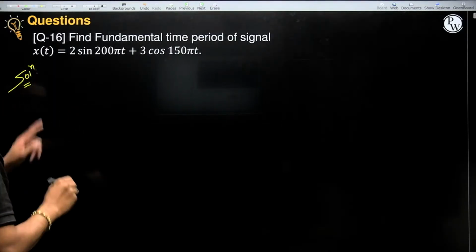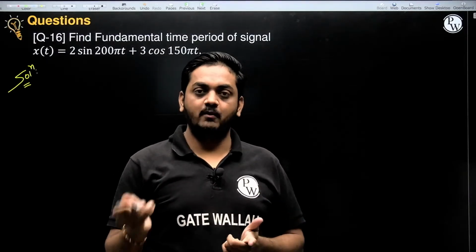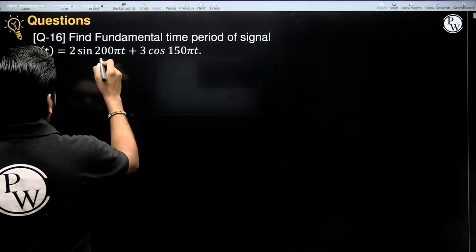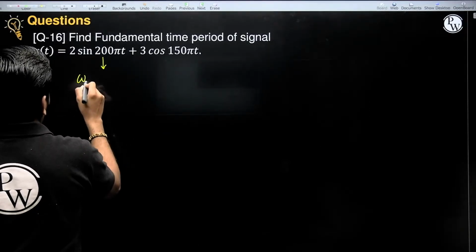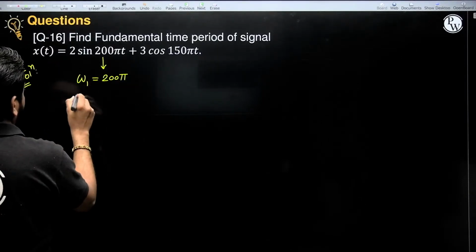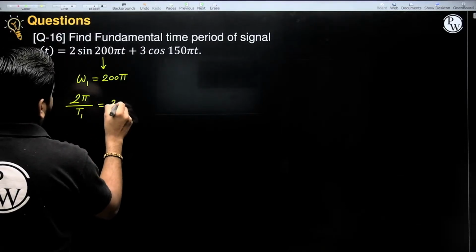See, an individual continuous time sinusoidal signal is always periodic, but a combination may or may not be periodic in continuous time. So this is periodic, this is periodic. Here fundamental frequency omega 1 is 100 pi, so pi by T1 equal to 100 pi.